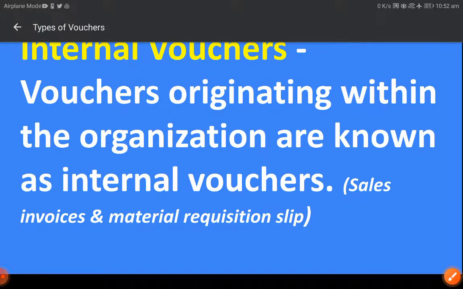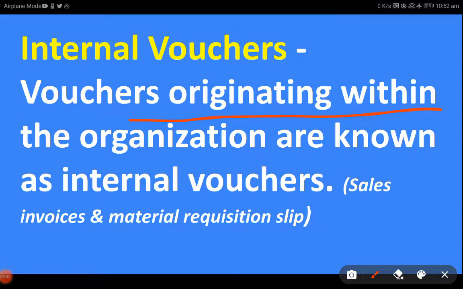Moving on, internal vouchers. Internal vouchers are those vouchers originating within the organization. For example, sales invoice, we just talked about it. Sales invoice is being generated within the organization. The seller, the business, is generating that invoice, okay. So that is internal to the organization. Similarly, material requisition slips. For example, you are running a business and you need raw materials, so you will write to your raw material store that in order to produce the goods you need a certain amount of raw materials. So that material requisition slip is for the internal purposes of the business. So that is called an internal voucher.